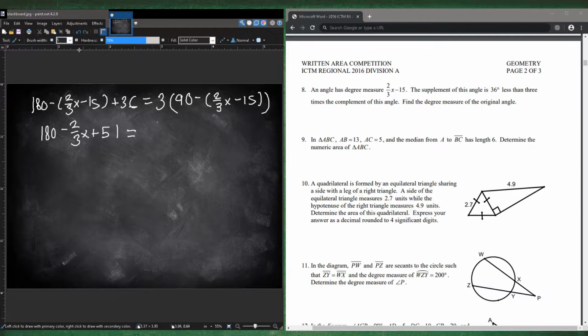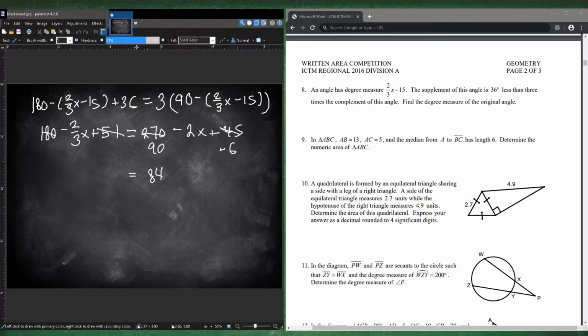It's equal to 3 times 90, which is 270, minus 2x, right? Because 3 times this 2/3 makes negative 2x, because there's a negative here. And this one is a plus 45. Okay, so we have 270 minus 180, so that's a 90. And we have 45 minus 51. So this side is going to become a negative 6. So this makes it 84 on this side.